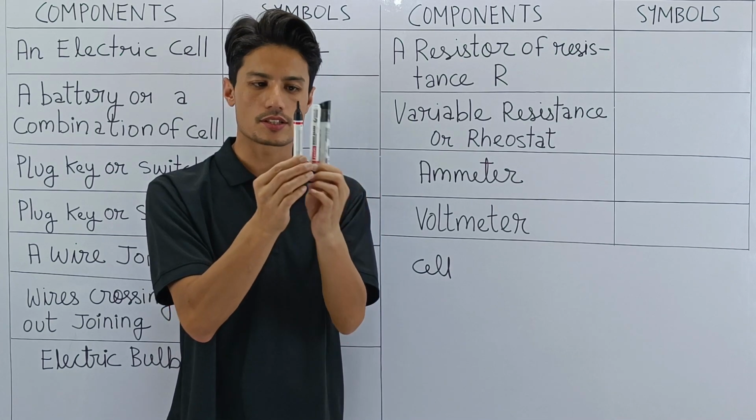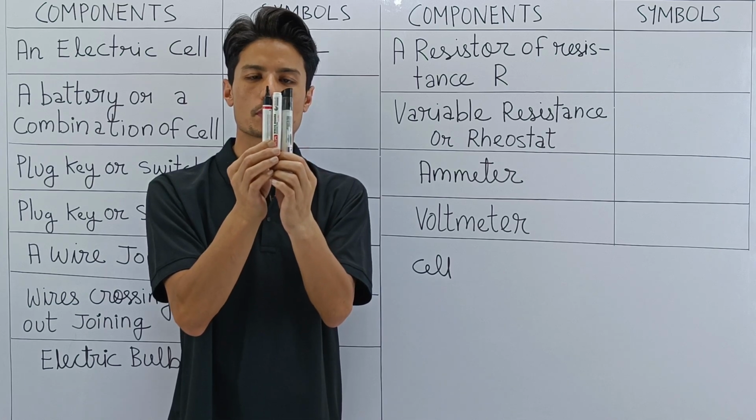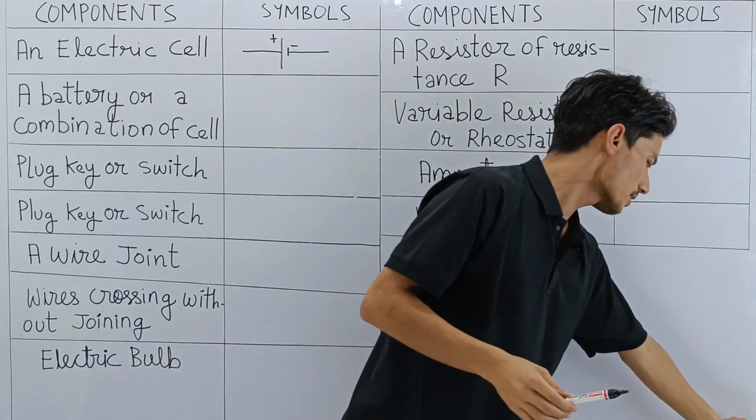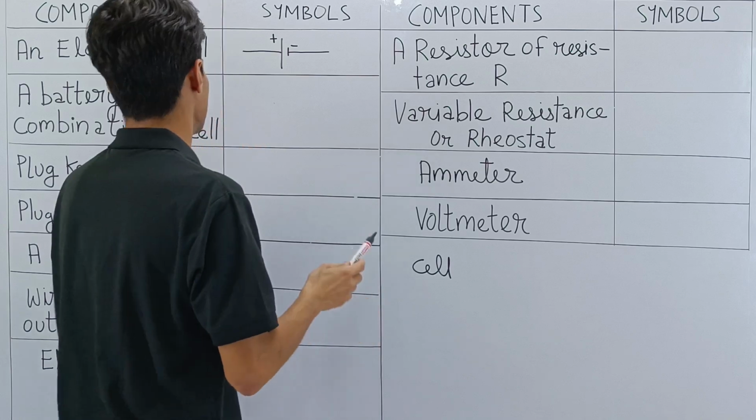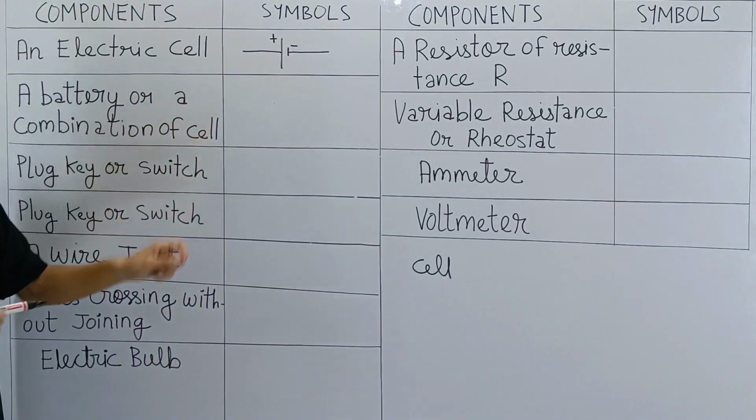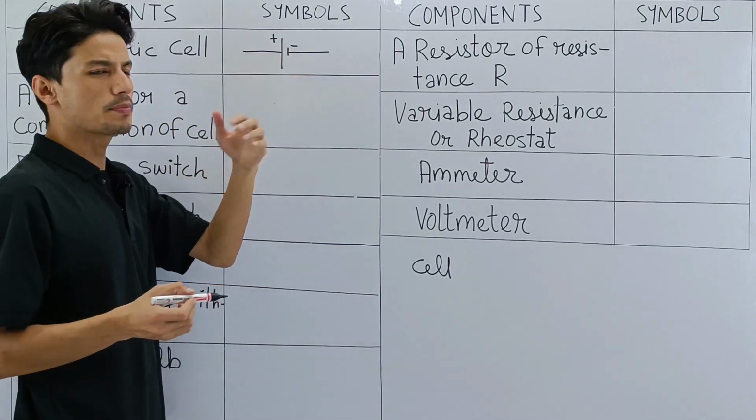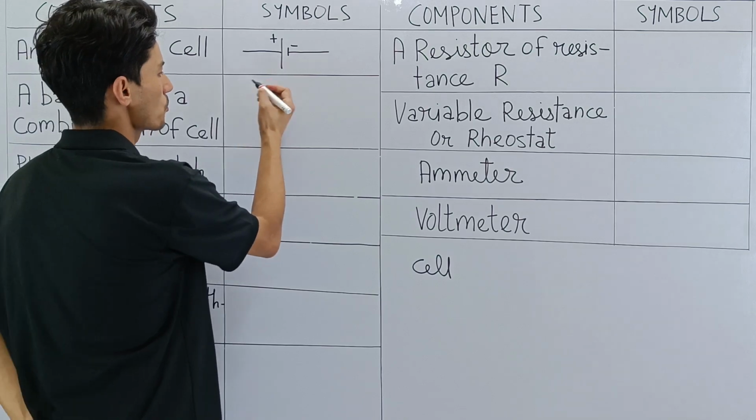If these are cells, then the combination of these 3 cells will be called a battery. So remember this: a combination of cells is called a battery. So this is a cell. Minimum we have to draw 3, so let's draw 3 cells.